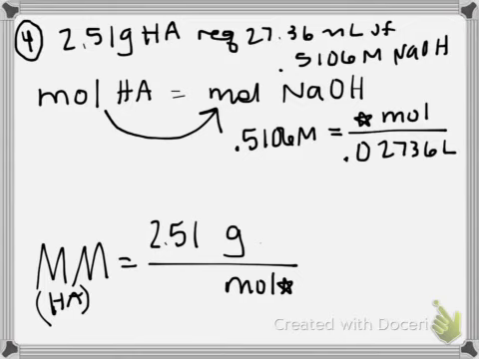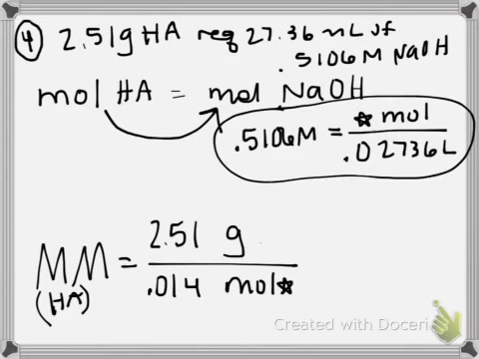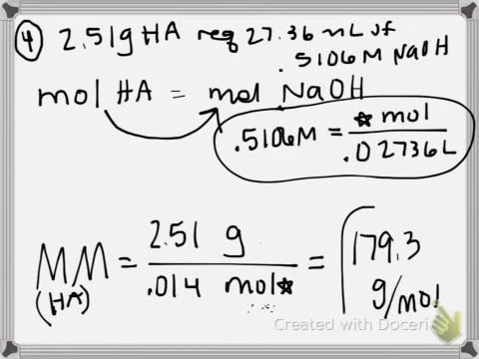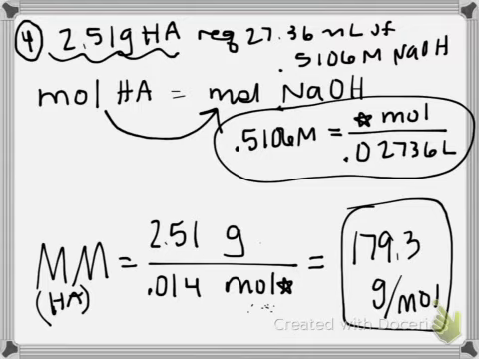And what we get for our number of moles is 0.014. So we're going to plug that in down here, 0.014, because again, the moles of the NaOH equals the moles of the acid. That's what we're plugging in down here. So we just divide these two, and we get the molar mass to be 179.3 grams per mole. So if you know the equivalence point and you know the original mass of the acid, it's pretty easy to get the molar mass. Okay, let's take a look at the second part.